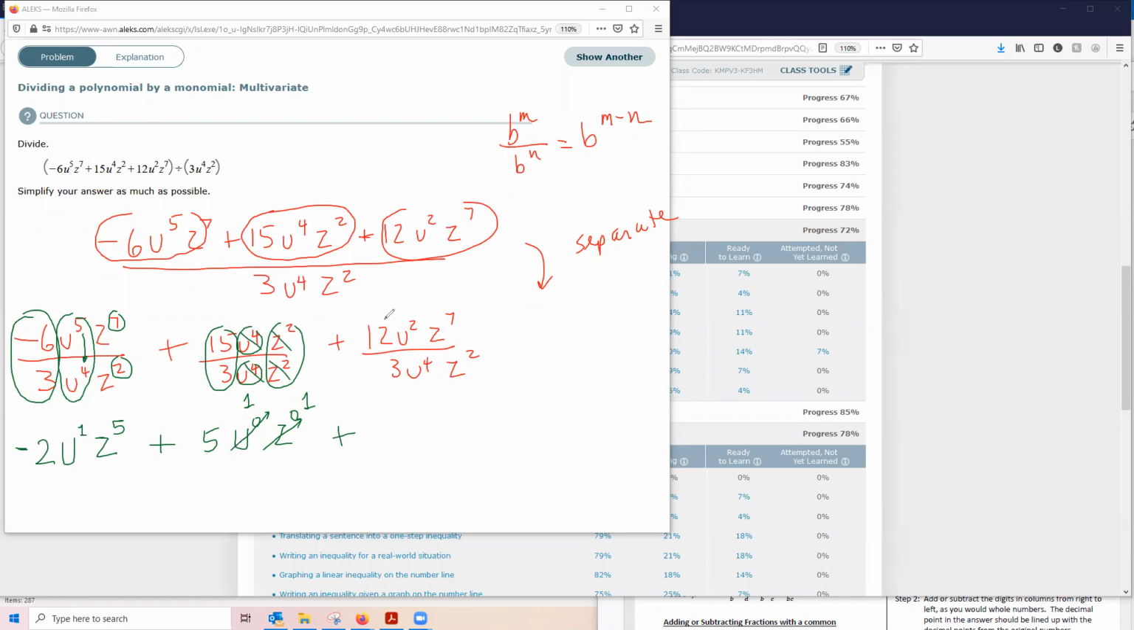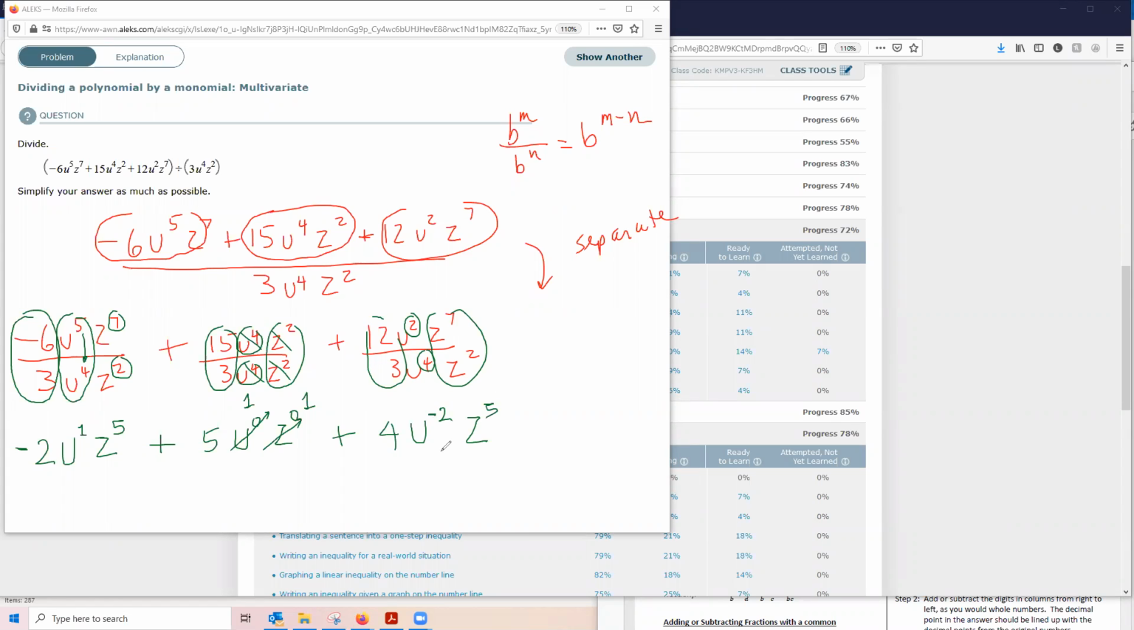Let me go to the last fraction. 12 divided by 3 is 4. All right, here I have u to the 2 subtract 4, but that's negative 2. And last here for z's, keep the z, subtract the exponents. 7 subtract 2 is a 5.